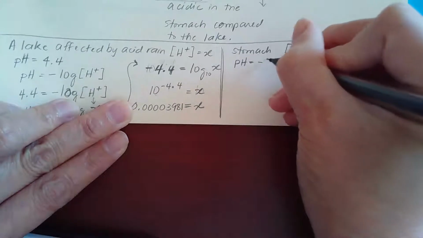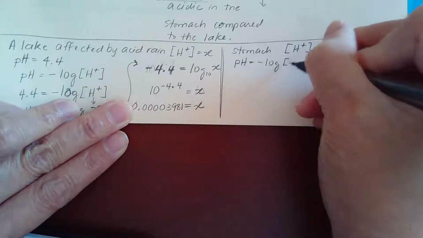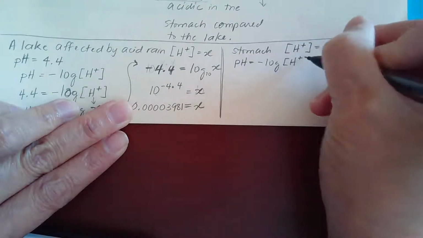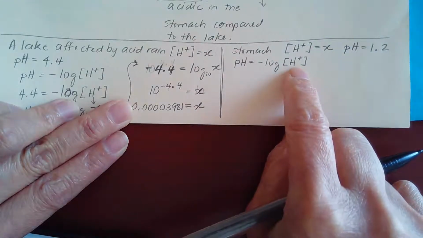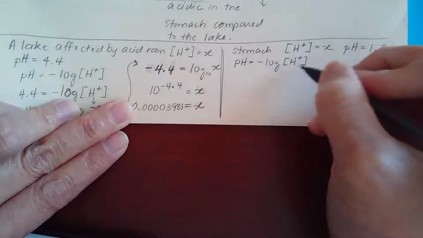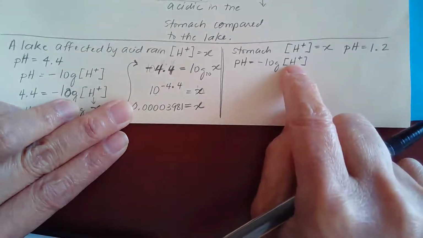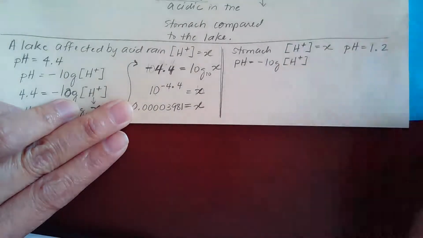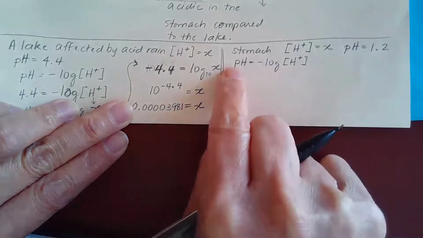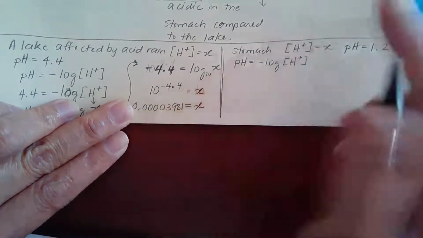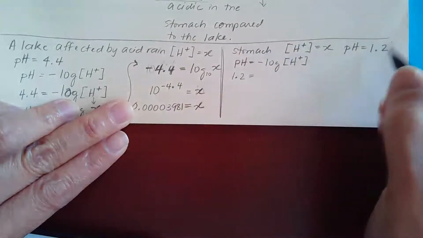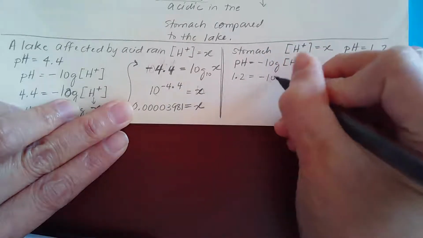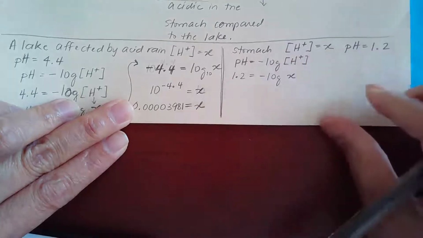pH is equal to negative log of hydrogen ion concentration. And then, like I said, we are going to change that H plus with the variable X. And then pH, we're going to substitute that with 1.2. So 1.2, that's this one here. And it's negative log of X.